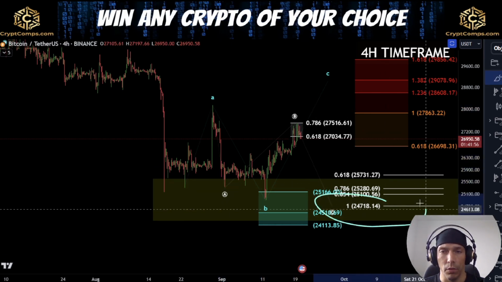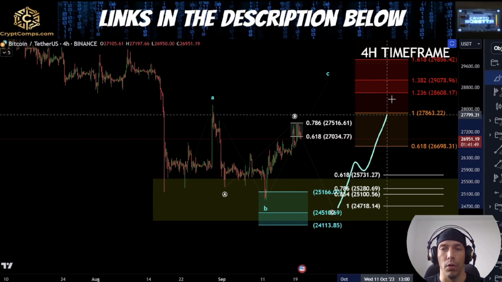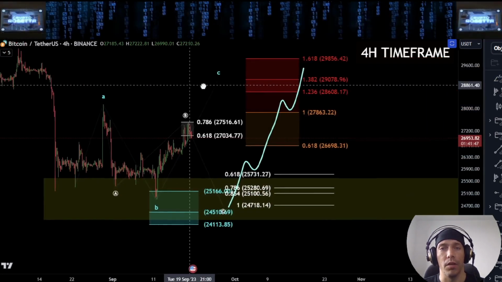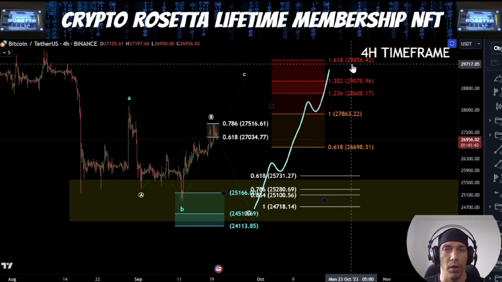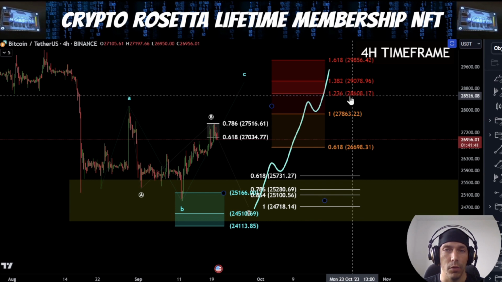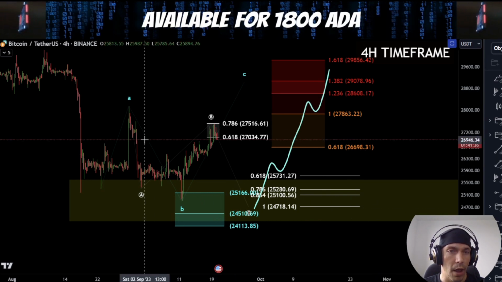We see a move down towards that 24,700 level, and then we'd be looking for that potential of a 5-wave move back to the upside here, looking to actually sweep these highs and looking to push us back up towards this 29,856 to this 28,608 level. So going to be important to see what happens today.